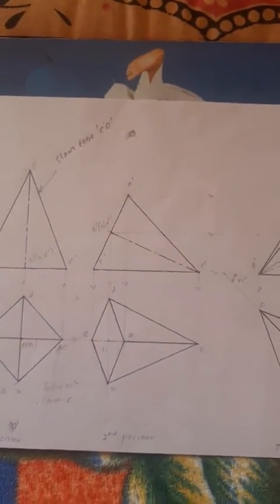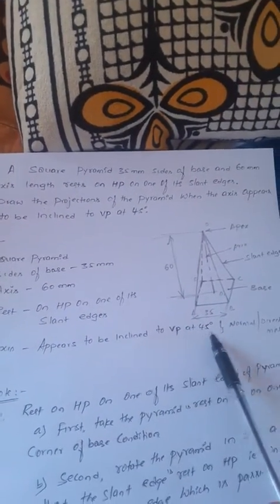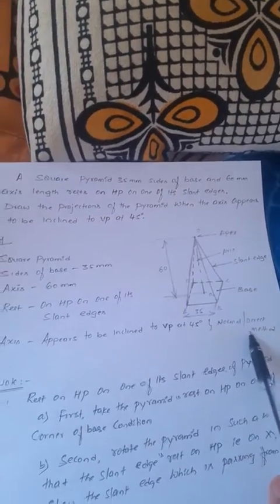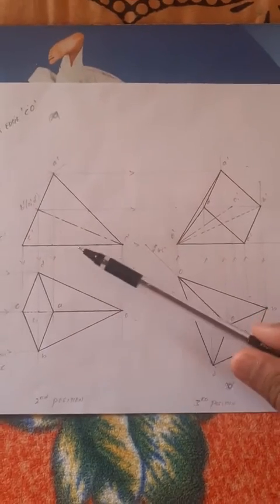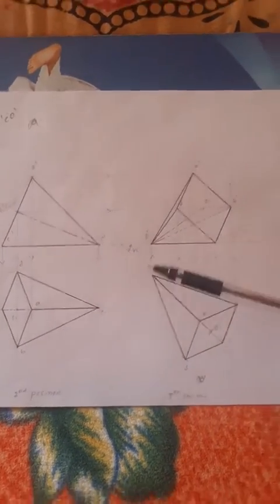Top view. What is the third condition given? The axis appears to be inclined to VP at 45 degrees. Well, the word 'appears' is there. That's a normal or direct method. Now here the axis is what? It is parallel to VP, right? Yes or no? Now we make it rotate this axis.